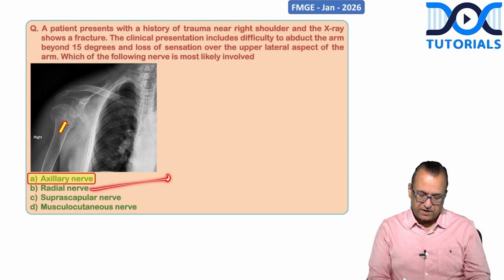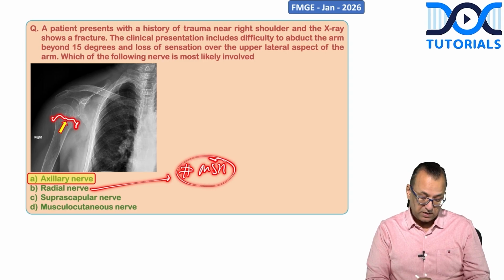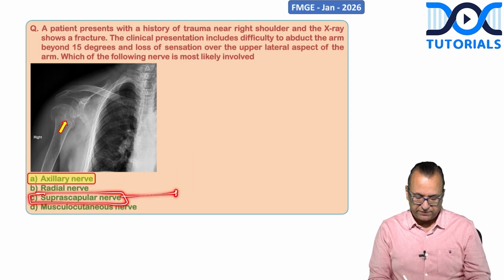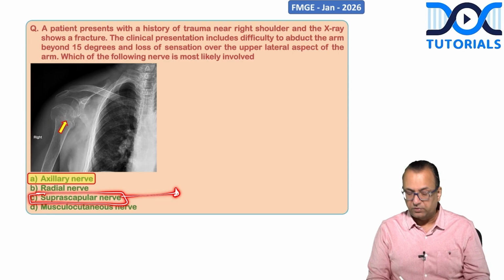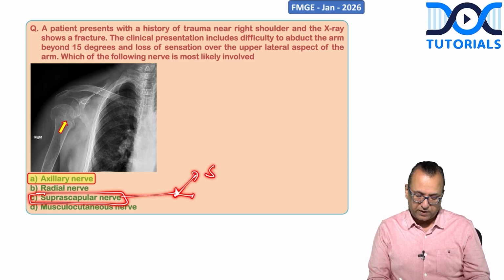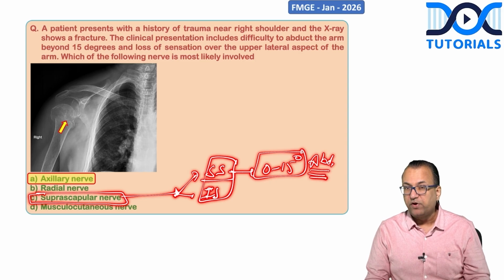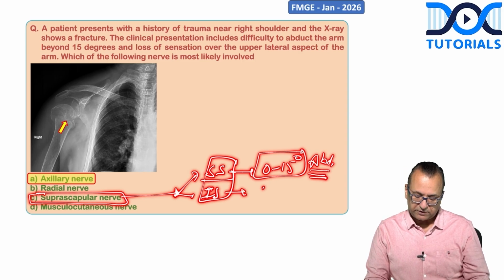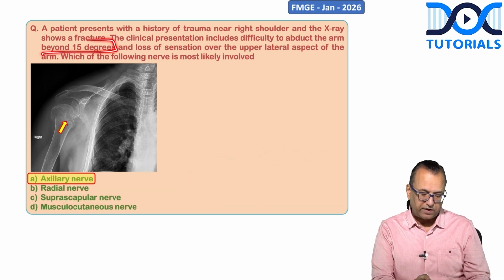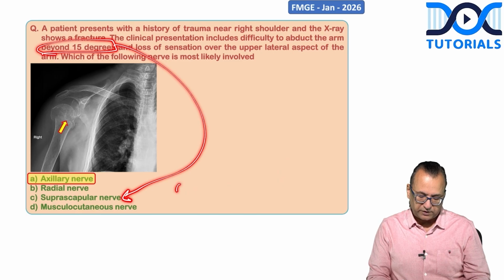Why not radial nerve? Radial nerve is damaged if it is a fracture of the mid-shaft humerus, which is not here; this is a surgical neck fracture. Why not suprascapular? If the suprascapular nerve is damaged, first of all, it is not related to the humerus bone. Second, there will be a problem with the supraspinatus and infraspinatus muscles. The problem of abduction from 0 to 15 degrees will occur if supraspinatus is gone. This is beyond 15 degrees. Infraspinatus is a lateral rotator, that is not to be focused upon, but since this is beyond 15 degrees, it cannot be the suprascapular nerve. Suprascapular is 0 to 15 degrees of abduction at the shoulder.